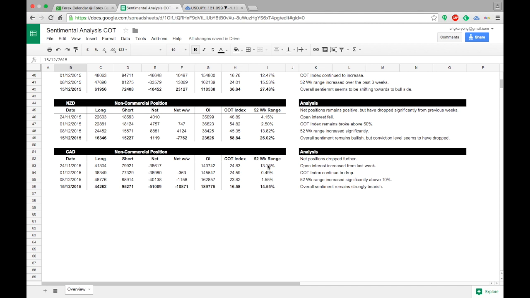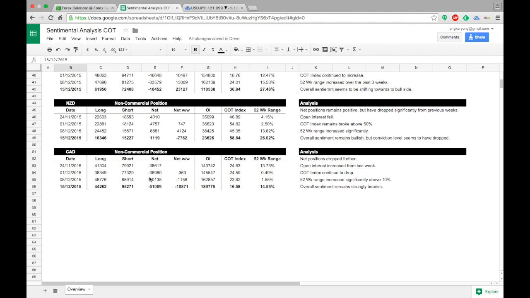And you can see the 52-week range has increased from a very low percentage to, last week itself, 14.5%. So this gives us a rough idea of the conviction and the confidence level that traders are entering into this Canadian futures market. So if you look at this data, what it's implying is that the overall sentiment on Canadian futures is still very bearish. Every data point here supports that claim.